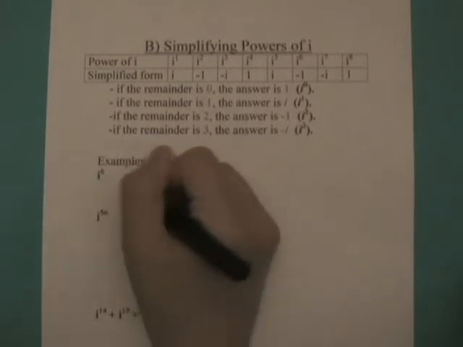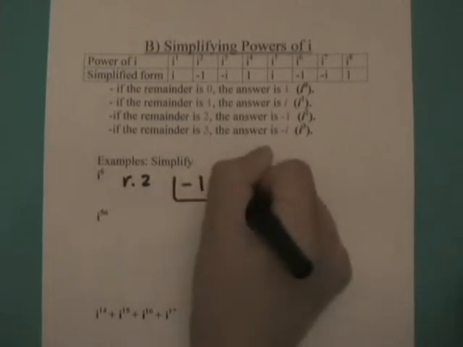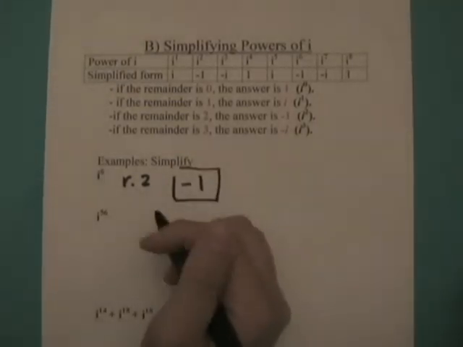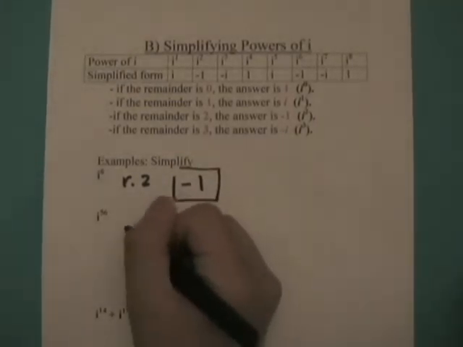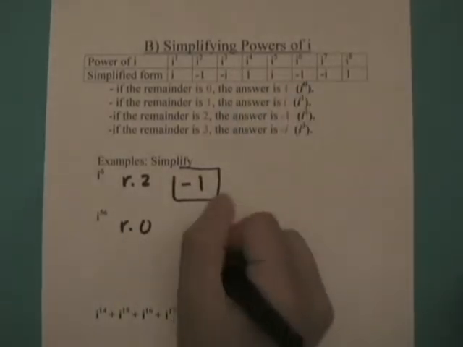So i to the sixth, if you divide 6 by 4, the remainder will be 2. So if the remainder is 2, the answer will be i squared, which is just negative 1. So the answer is negative 1. Let's do a higher degree power. So 56, if we divide that by 4, it just equals 14. So the remainder is 0. So if the remainder is 0, the answer is i to the 0, which is just 1. So the answer is 1.